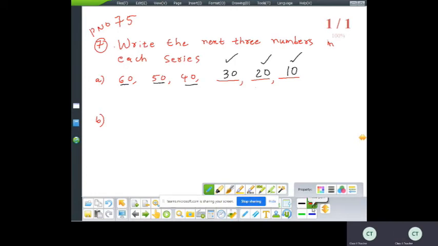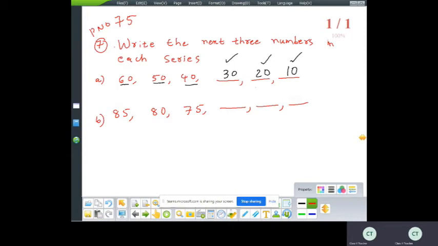Question B: 85, 80 and 75 and 3 blanks. Now we have to fill the 3 blanks. The first 3 numbers are 85, 80, 75. These numbers are also in decreasing order. 85, 80, 75. Decreasing order means bigger number to smaller number.